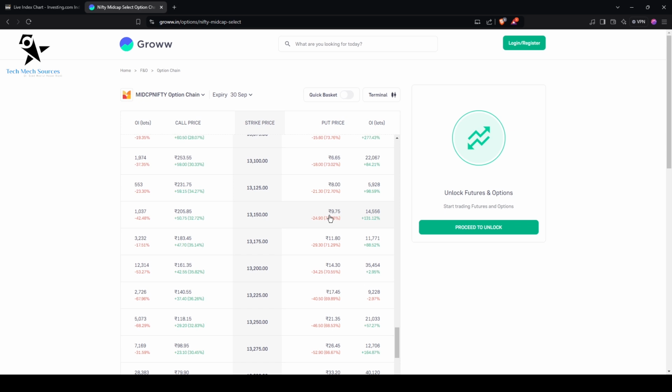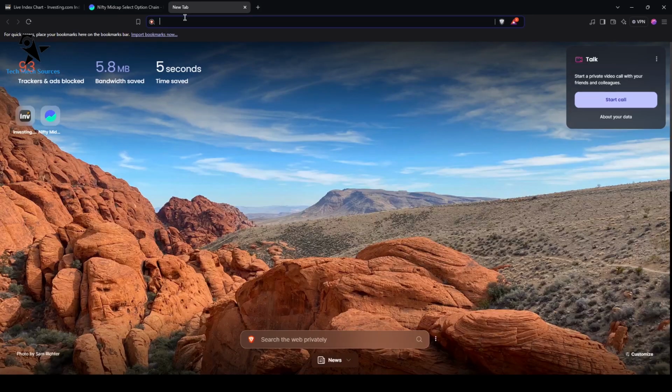Then you can go for 9.75 and make a target of 10 points. So 9.75 means almost 10. That means for one lot, 10 multiplied by 50, 500 rupees you're investing, making a target of 10 points. So you get 5,000, 10 times for one lot. If you buy, for example, 10 lots, then you invest 5,000, you get 50,000. That is on the put side.